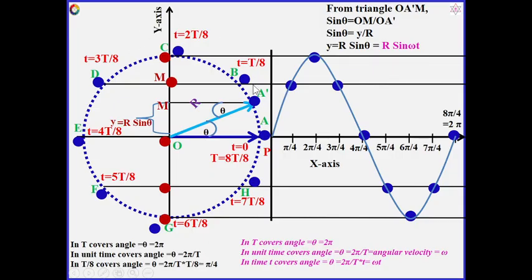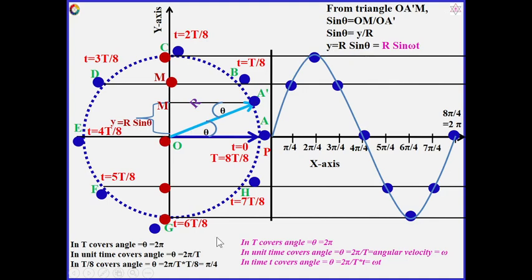Now here we have considered a situation at any instantaneous point. Suppose A is here at any instantaneous point, A dash is here. That means theta is anything. If this is theta, then this will be theta, and this will also be theta. By triangle OA dash M, this distance will be r sin theta, y equal to r sin theta.